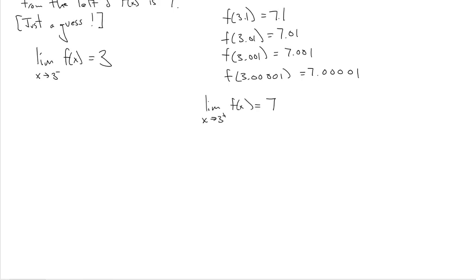And this is the idea, again, just a guess, that the limit as x approaches 3 from the right of this function is also equal to 7. It's the same notation except with a little plus sign instead of a minus sign. That means we're approaching 3 from the right. These are both what we call one-sided limits. The first one being the limit from the left, the second one being the limit from the right.